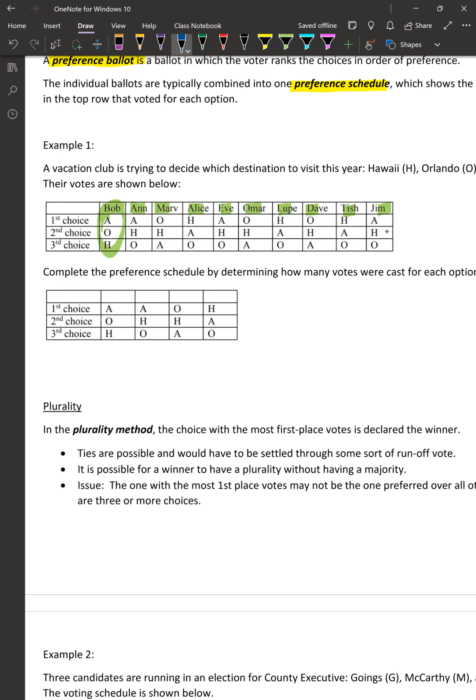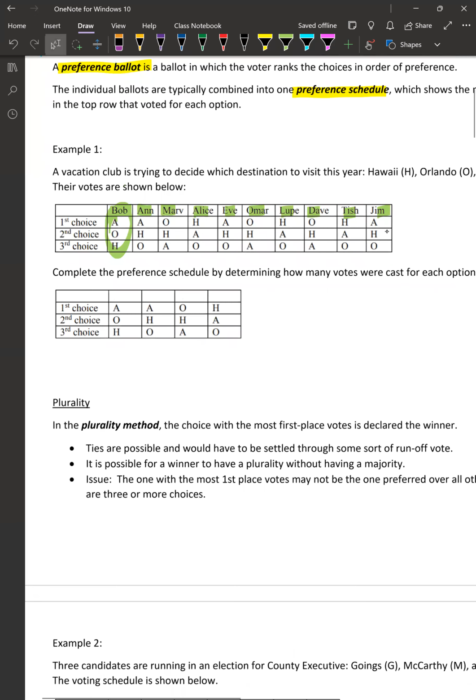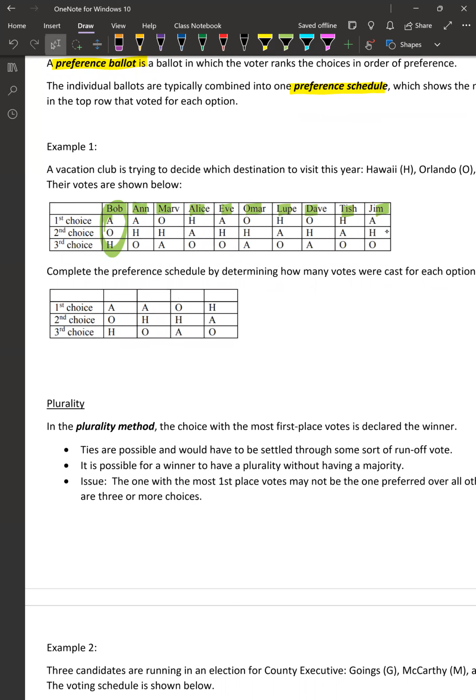He was the only one. I'm going to double check one more time. Yeah, he was the only one that had Anaheim first, then Orlando second, then Hawaii third. So there was only one of those. It looks as if they're asking us to complete the preference schedule, so we have to write down how many of each order there were. So I might just write here, there's just one. There was only one of that preference.